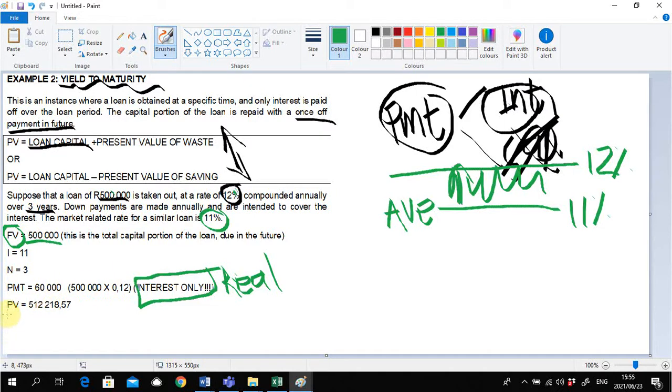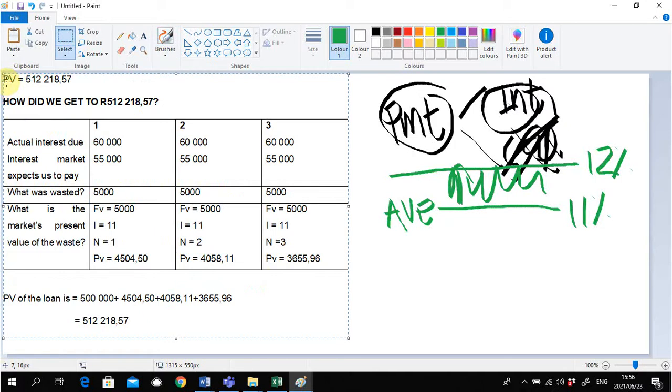If you compute on your financial calculator, it will give you a present value of 512,218.57. So now the question is, how did we get to this present value? And maybe if you understand this, it will be easier for you to answer your questions in the test. How did we get to this present value, right? I have made a summary of how we calculated this present value.